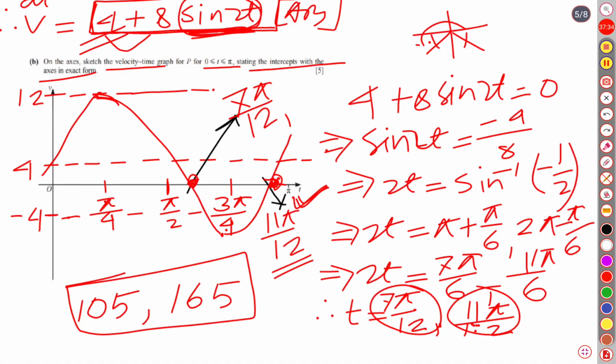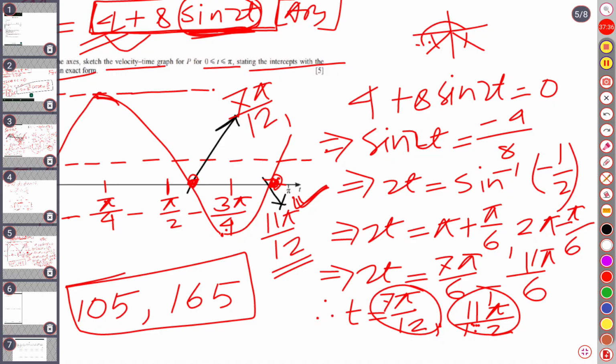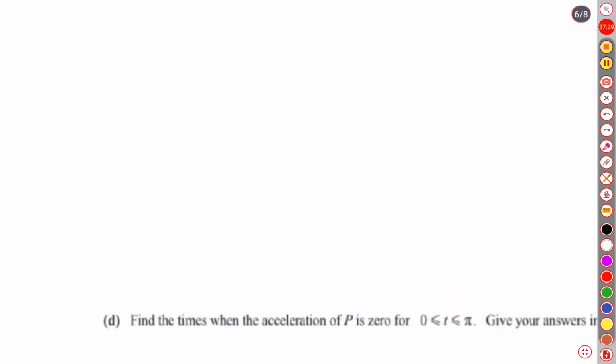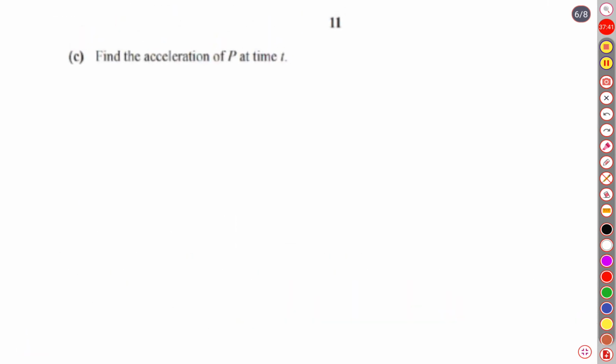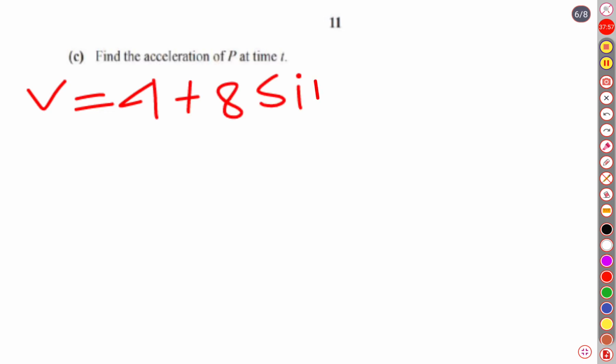The next question is on page number 6. The question says find the acceleration of p at time t. So let's first write the velocity. Velocity v is equal to, as we have already written, 4 plus 8 sine 2t. From velocity we can convert to acceleration. For acceleration, velocity will be differentiated. Let's find the derivative of v.